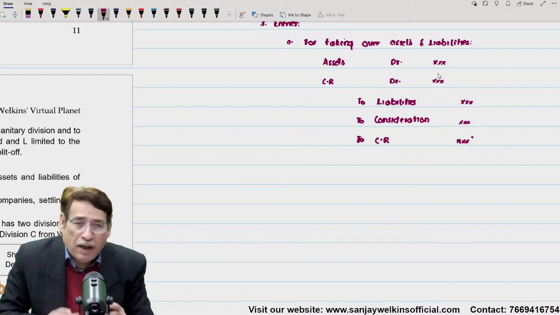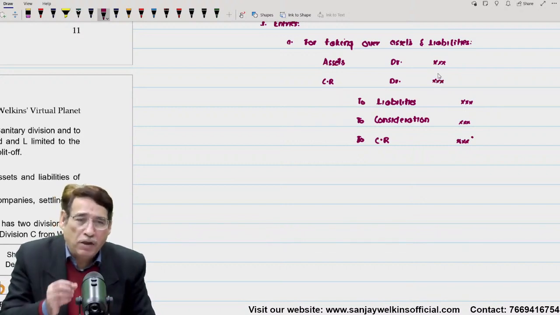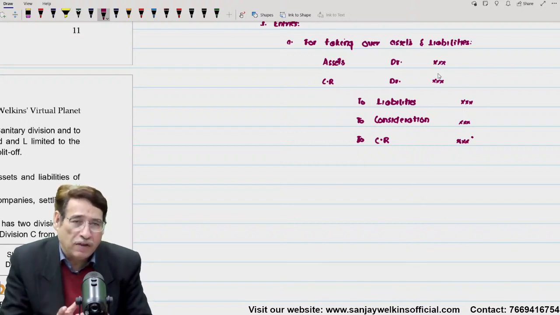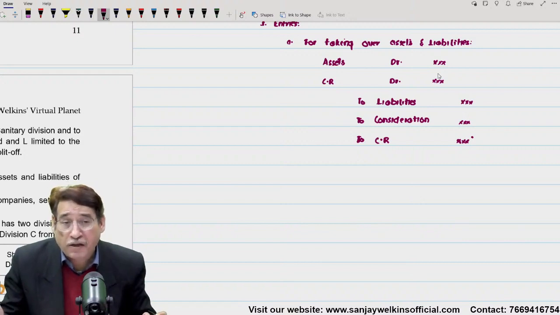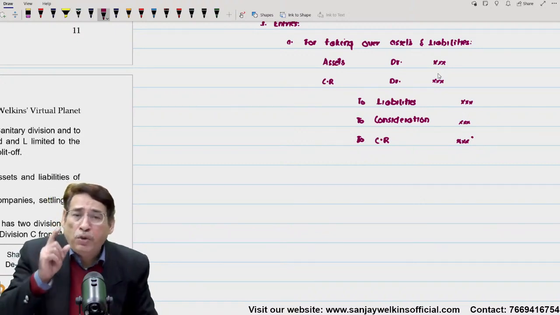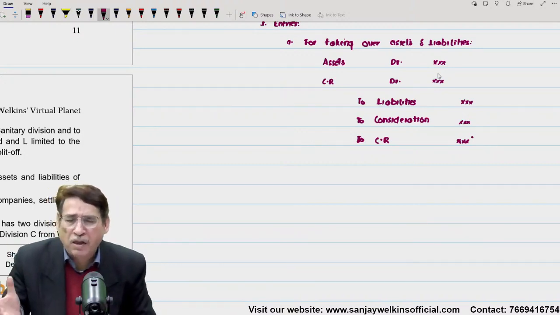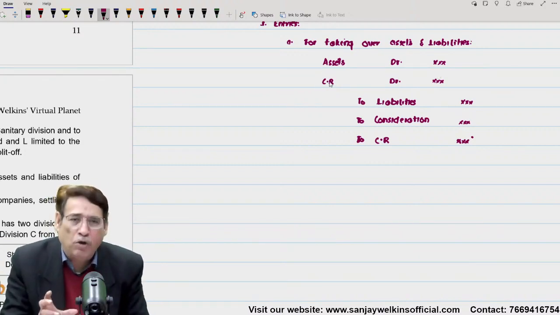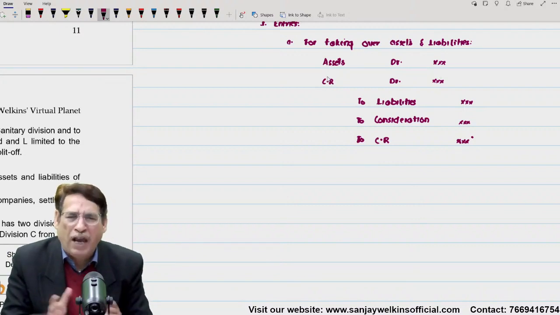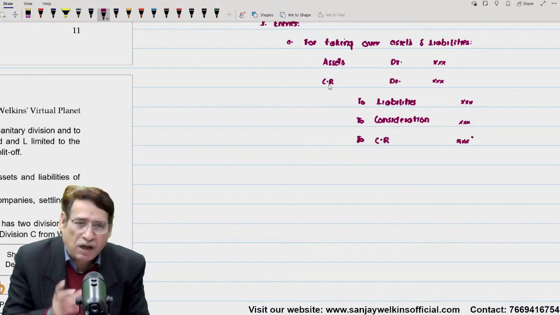Because one characteristic of common control, as I told you, is that all the assets and liabilities will be taken over at book value, that is, carrying amount. And second, no new asset should be recognized. That is the reason we should avoid writing a goodwill account, although it is not going to have any implication as far as the solution is concerned, but it is better to write capital reserve.